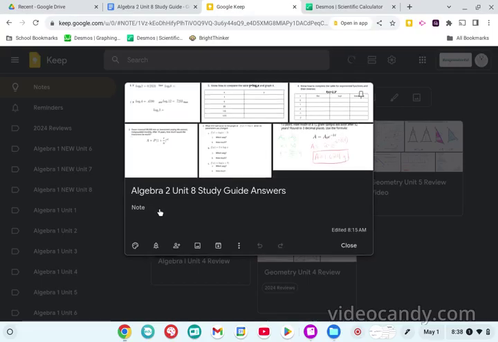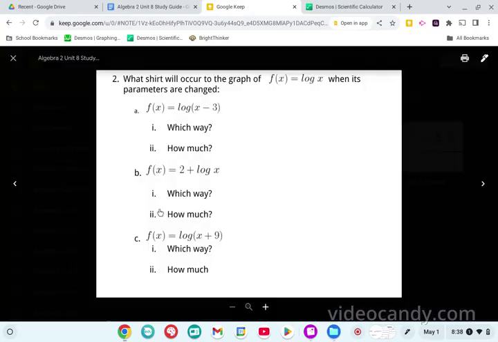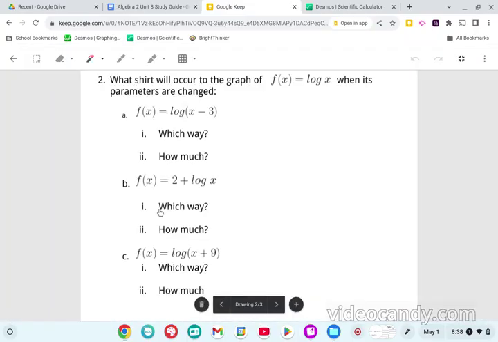Moving on. This is asking about how the function changes when you change a certain part of the equation. There's really two main things here. You either have a horizontal or a vertical shift. Vertical shifts are going to be like B. So this is going to be a vertical shift. And then C and D are going to be horizontal shifts.